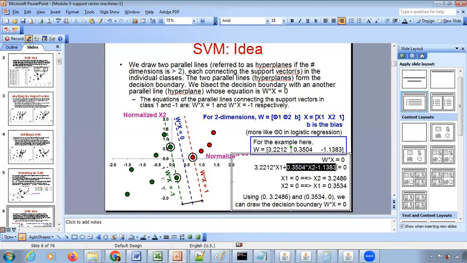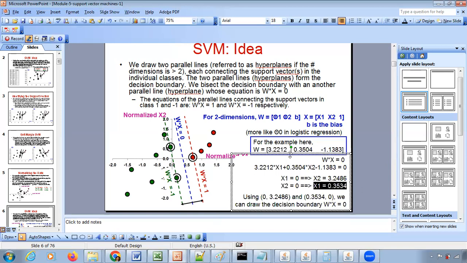0.3504 times x2 minus 1.1383 equals 0. And through the math, we can get x2 to be 3.2486. So the line does go through this point, because if you substitute 0 and 3.2486 in this equation, it will be equal to 0. Similarly, if you set x2 equals 0, we can get x1 to be 0.3534.